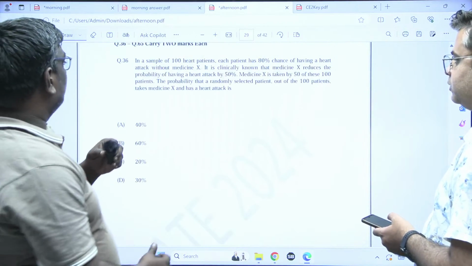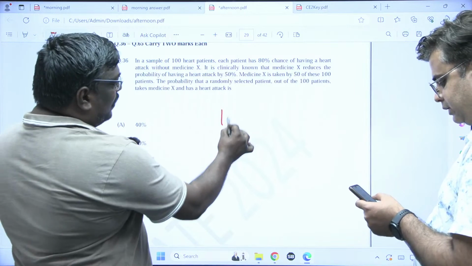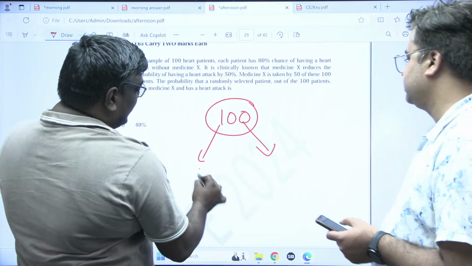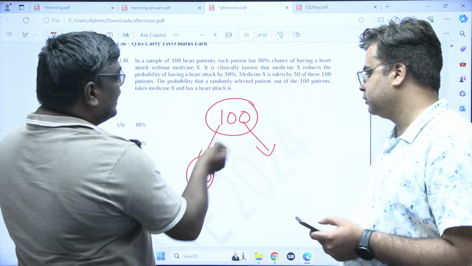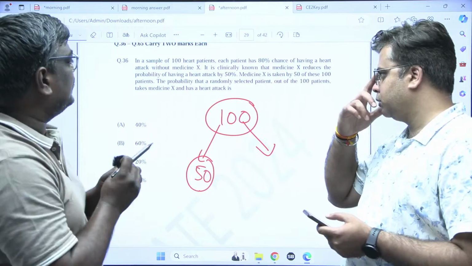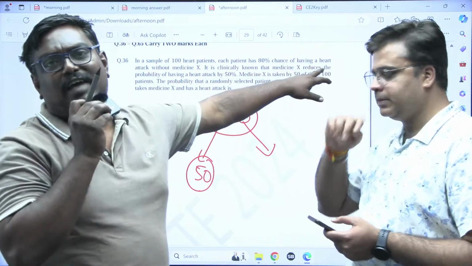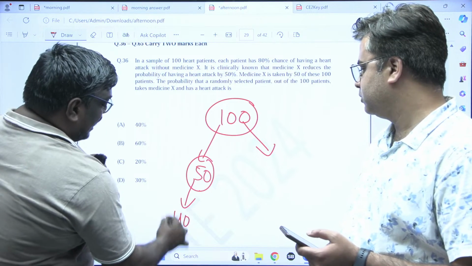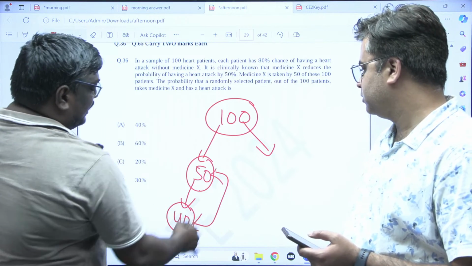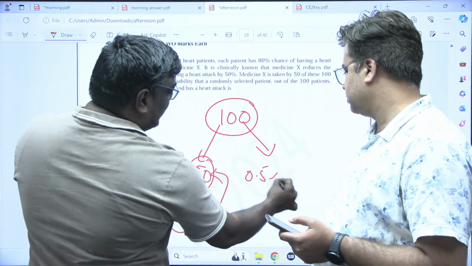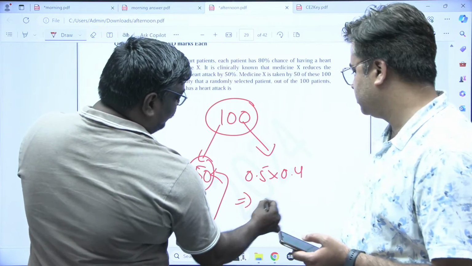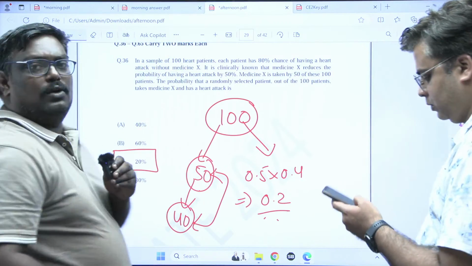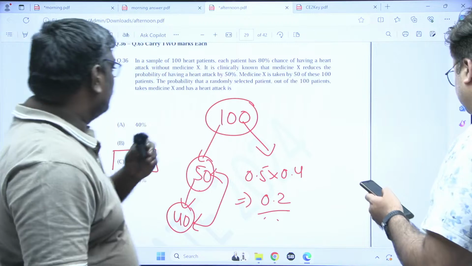I think it is 20 percentile. See, students, here we have 100 patients. Out of them, 50 are taking medicine. Again in that 50%, they have told you 80% chance of having a heart attack. So 80% of 50% is 40. Now for the probability, if you do 0.5 into 0.4, you will get 0.2, and you will get the answer as 20 percentile. Okay, option C is the right answer. Are you following? Yeah. Right, sir?